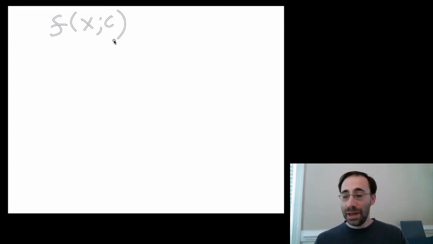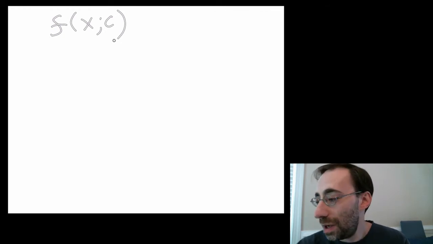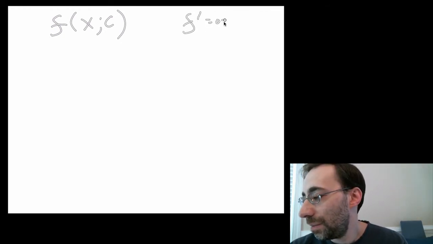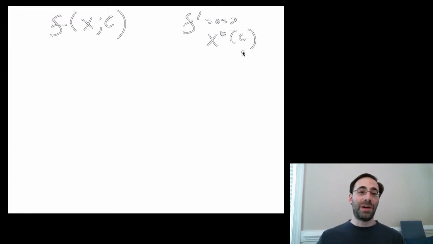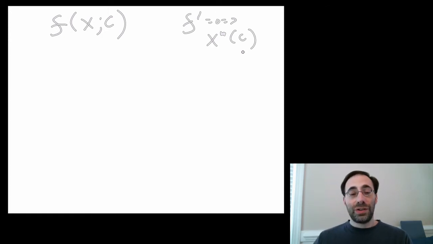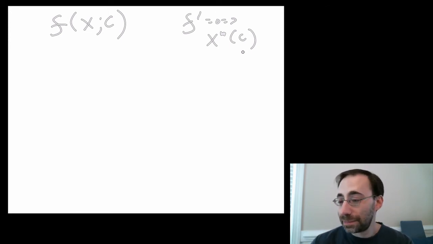And let's say that you're going to optimize this, which you would do by computing the first order condition and setting it equal to 0, which would give you some optimum function of c, x star. This is just what we talked about before. So what if instead of wanting to understand how x star changes with c, we want to understand how f changes with c at the optimum point x star?